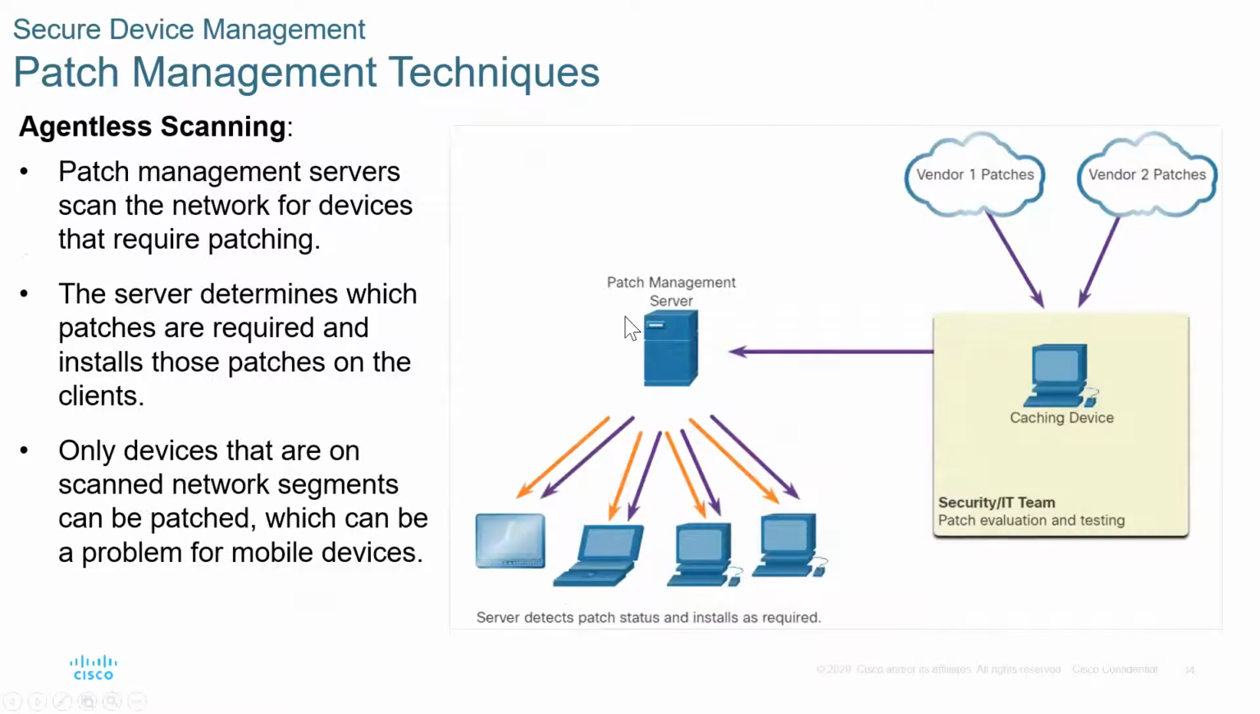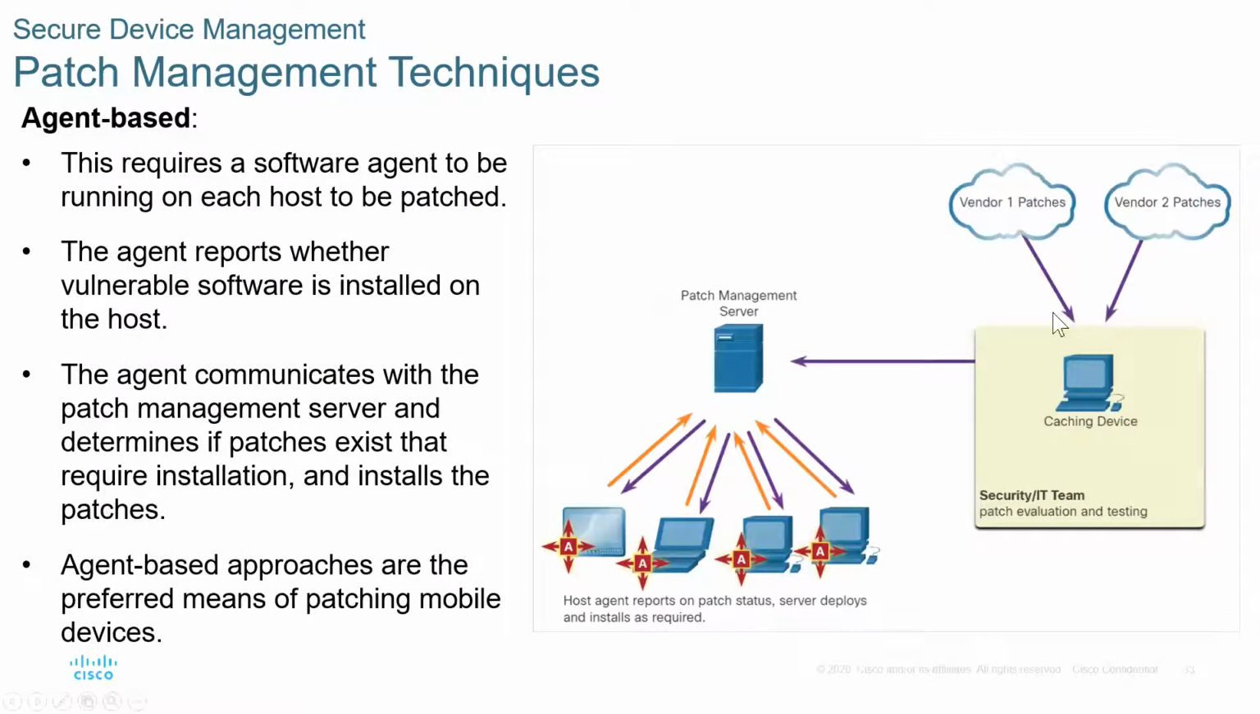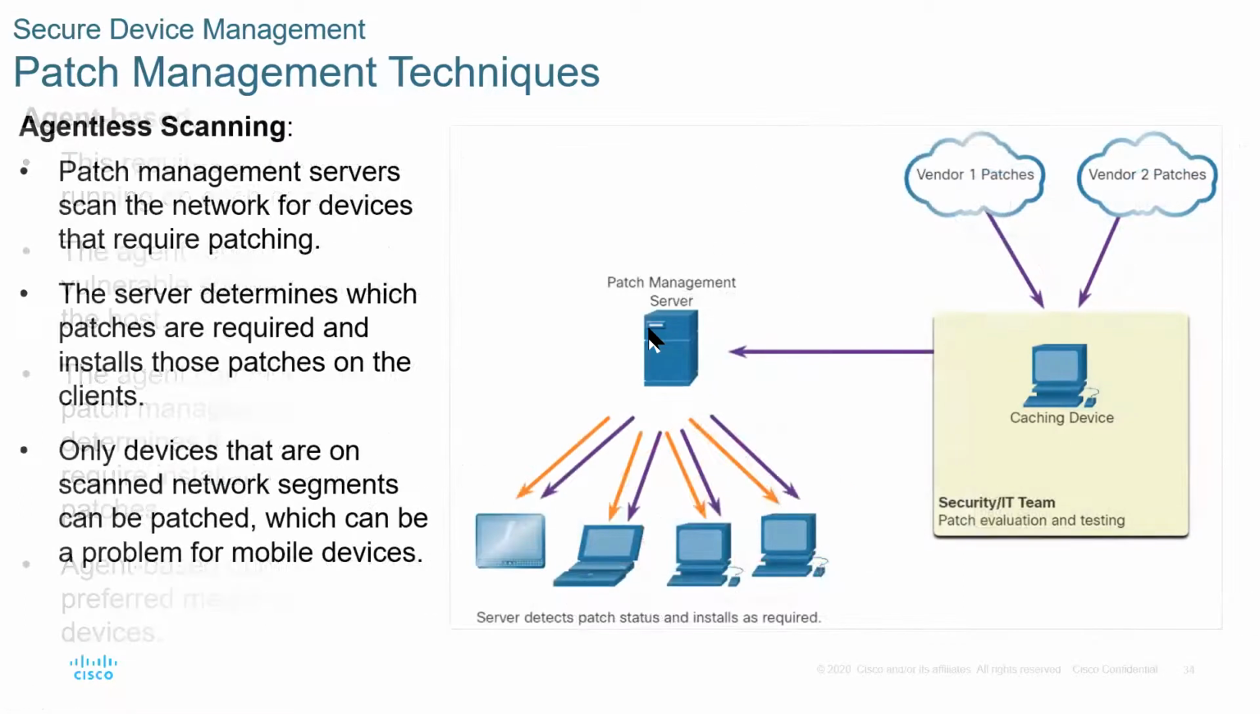You can also have agentless scanning, in which a patch management server is going to scan the network for devices that require patching. The server will determine which of these patches are required and install those on the clients. Only devices that are on the scan network segments can be patched, which makes a problem for mobile devices. So again, agent-based means that if you're a remote system, you will phone home to look for patches and then bring that information down, where on a patch management system, everything is pushed out.